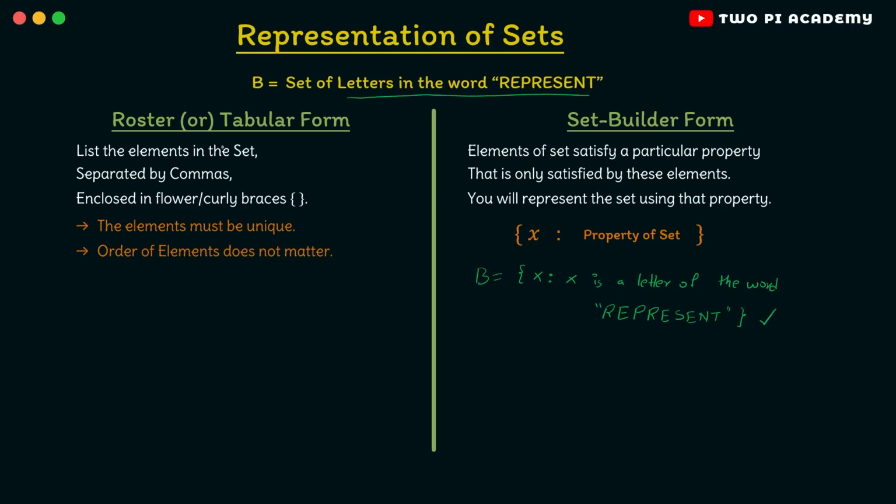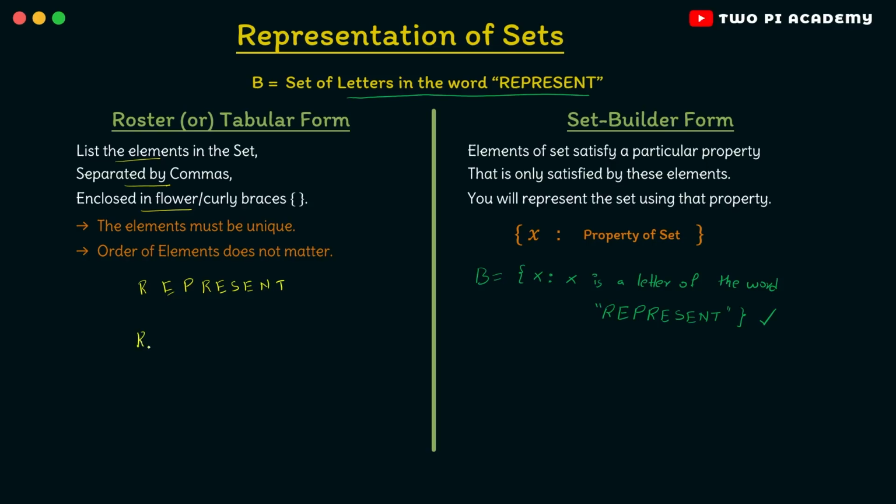But what about the roster form or tabular form of the set? So first, let us write down the letters in the word, which are represent. So these are the letters in the word. And now we have to list the elements in the set separated by commas, enclosing flower braces for the roster form, right? So first let us list the elements.